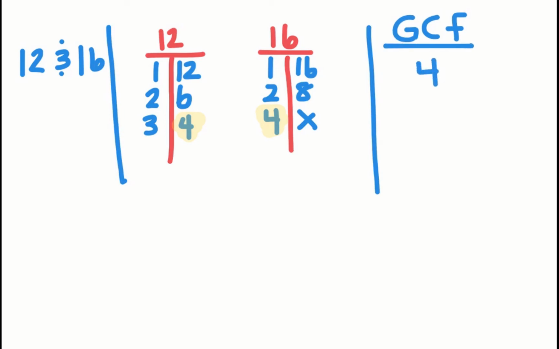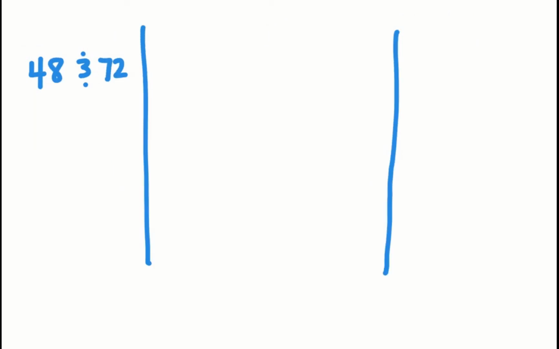Let's use this same idea with 2 more pairs of numbers. We have 48 and 72. Let's start by listing the factors of 48. You can be using a calculator.